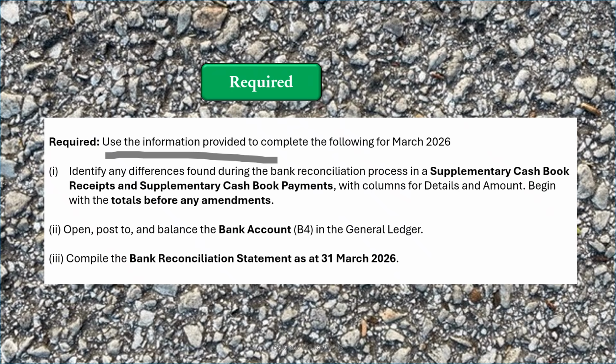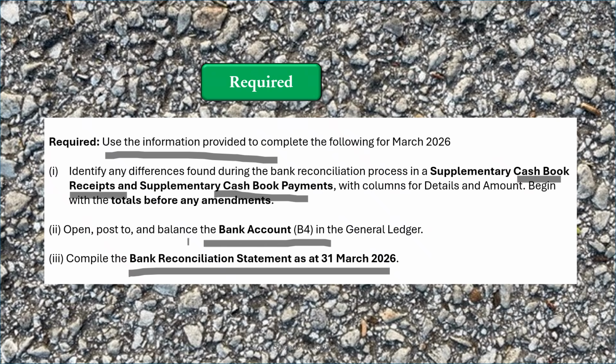You are going to be required in this exercise to complete the cash receipts journal and the cash payments journal, because there's going to be information on the bank statement that we weren't aware of, like direct deposits and debit orders. They're going to be added to our books. We're going to open up a bank account. We're going to total up the cash receipts and the cash payments, post the information to the bank account. Then we're going to draw up a bank reconciliation statement at the end of March.